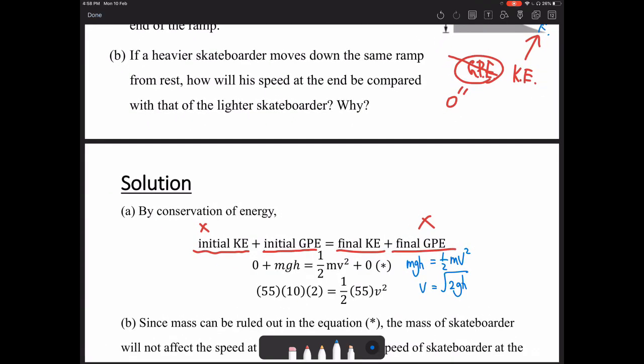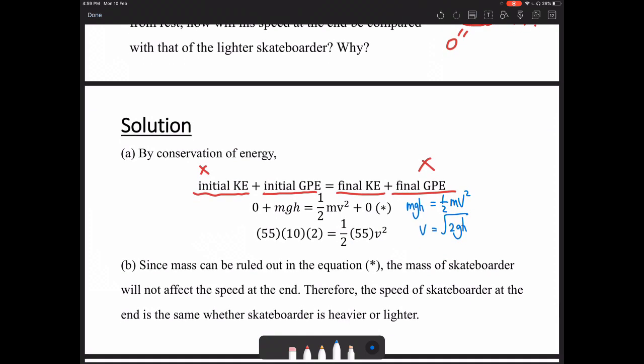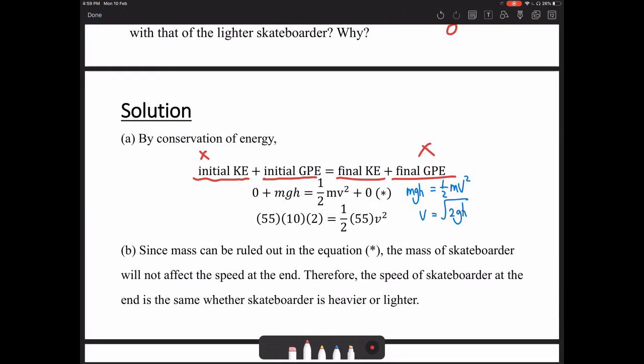Part B. If a heavier skateboarder moves down the same ramp from rest, how will his speed at the end be compared with that of the lighter skateboarder? Why? Okay, so this question says now this guy has a bigger mass. What will happen to this velocity? From this equation, we can see m can be cancelled out, right? And therefore, m is not related to the velocity. So that means the speed of the skateboarder at the end is the same whether the skateboarder is heavier or lighter.